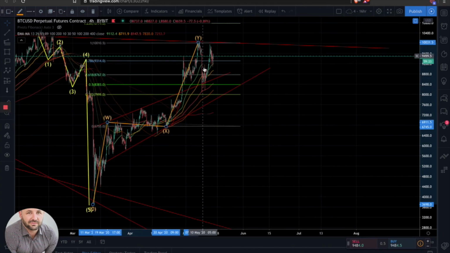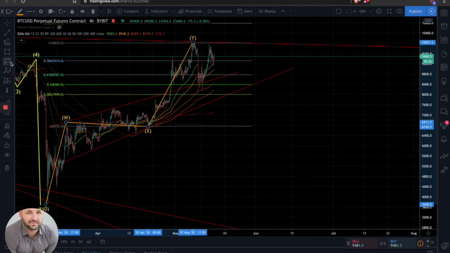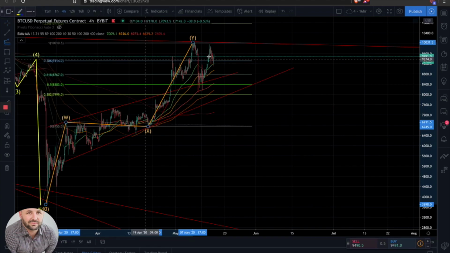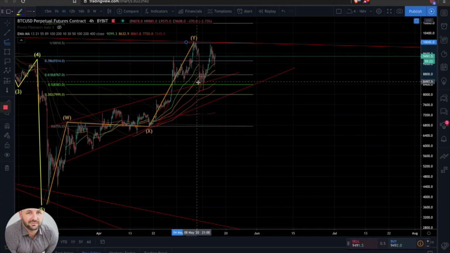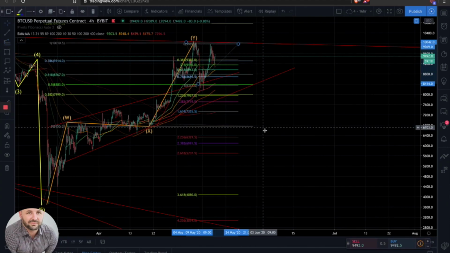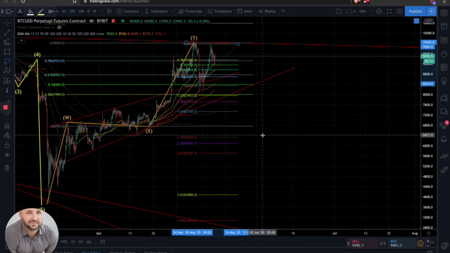And with this pullback here, again, I mentioned before, it does look fairly impulsive to me. So if you pull a fib for if this could potentially be a wave 1, that would give us our downside targets, again, roughly back down towards 6,300 on the extreme.